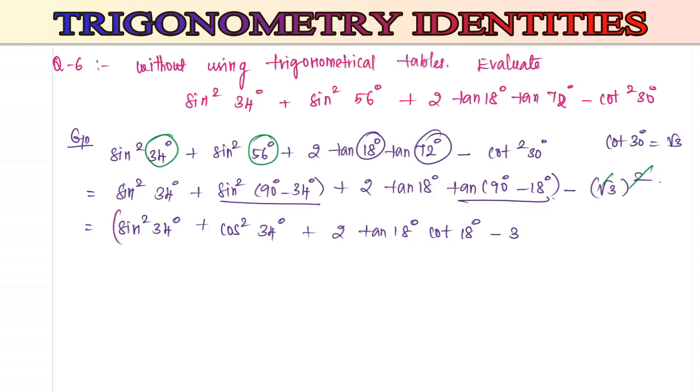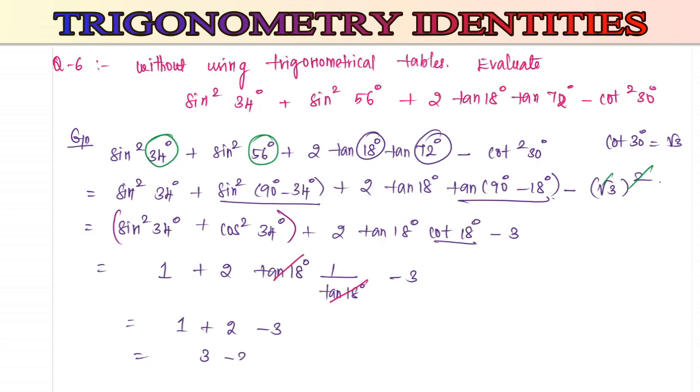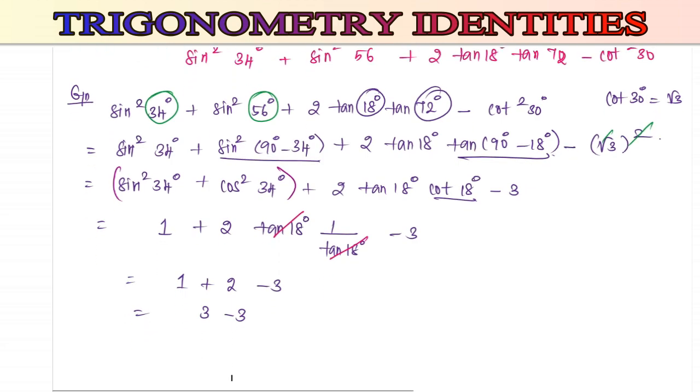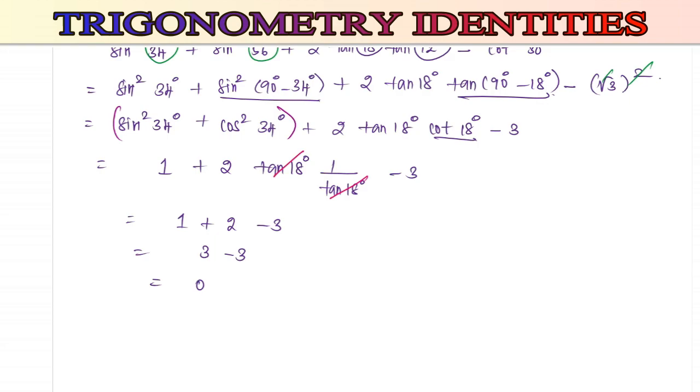Sin square theta plus cos square theta value is 1. So we can write here sin square 34 plus cos square 34 degree is 1 plus 2 into tan 18. Cot reciprocal is 1 by tan. So you will get 1 by tan 18 degree minus 3. Tan 18 will get cancelled. So you are left with 1 plus 2 minus 3. 1 plus 2 is 3, minus 3. So 3 minus 3, the value is 0. So for this question 0 is the answer.